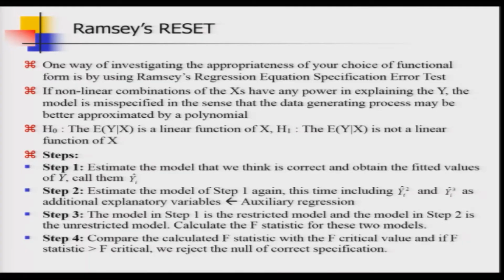So, from 2 regressions, the mother equation regression and the auxiliary regression, you calculate the f statistic values, and then you come to the step 4, which is also the last step. So, there you compare the calculated value of f statistic with the f critical value, and if f statistic is greater than f critical value, then we reject the null of the correct specification.